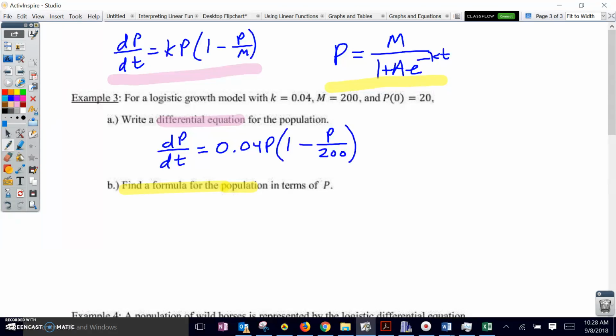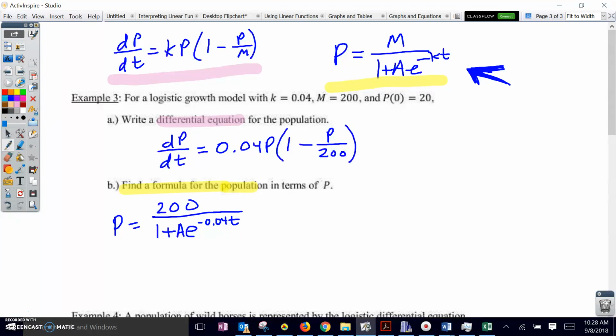And then to find a formula for the population in terms of t, we're going to, again, go back to this formula up here, but in this case we're going to need to use the initial population to find the value of a when it's all said and done. So I set up this formula. Population is equal to the carrying capacity over 1 plus a e to the negative 0.04t.